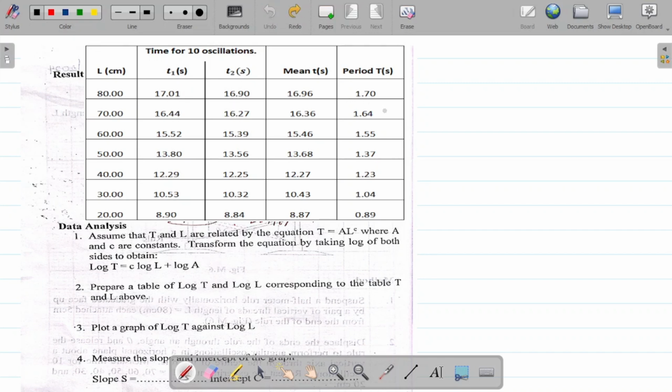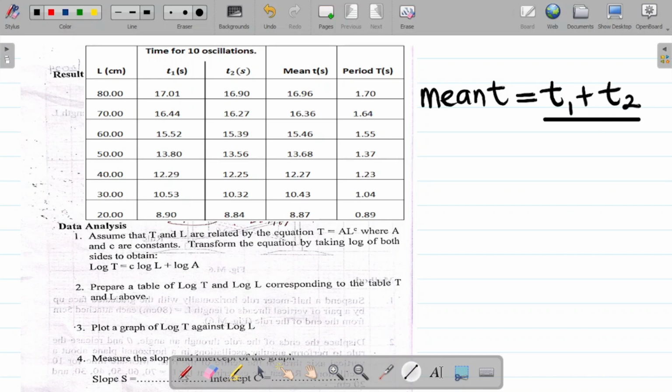Now, next up, when it comes to finding the mean T, usually mean T here will be empty, and also the period will also be empty. So let's look at how we can get our mean T. Note that the mean T is equal to, your formula is T1 plus T2 all divided by 2. So T1 plus T2 over 2 should give you your mean T. That's how we get the mean T.